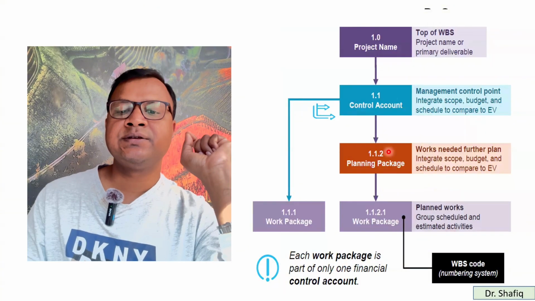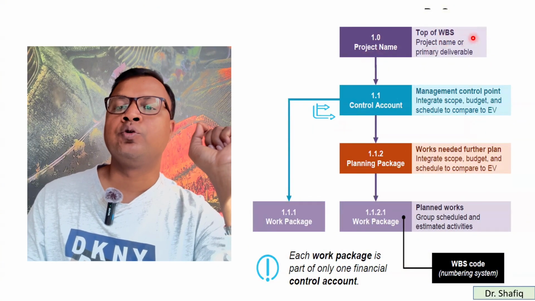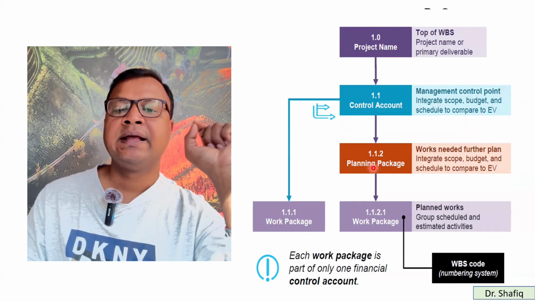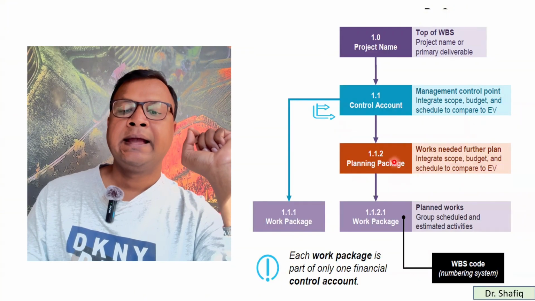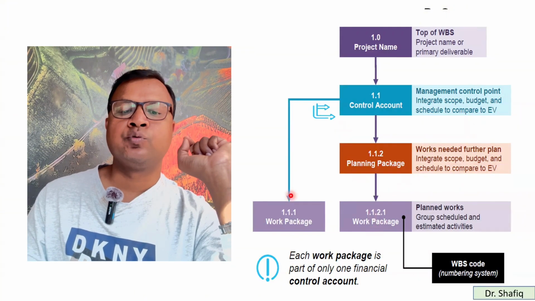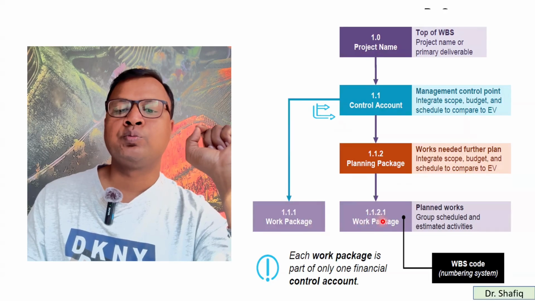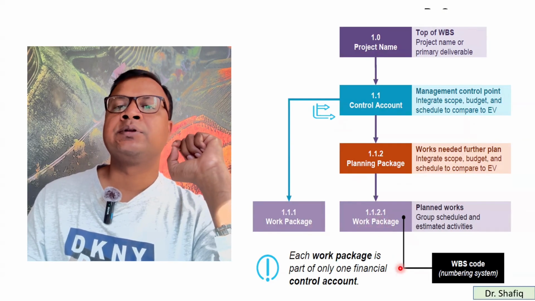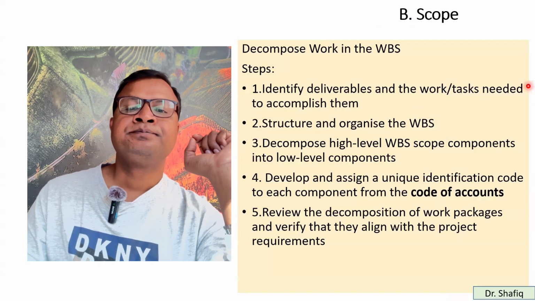So if you see this slide here, we have the project name here, top of the WBS. Then you have the control account, the management control point. Then you have the planning package, work that needs further planning. And then you can break it up: 1.1.1 work package 1, then 1.2.1 work package 2. So this way you can break up all the components of the project work.